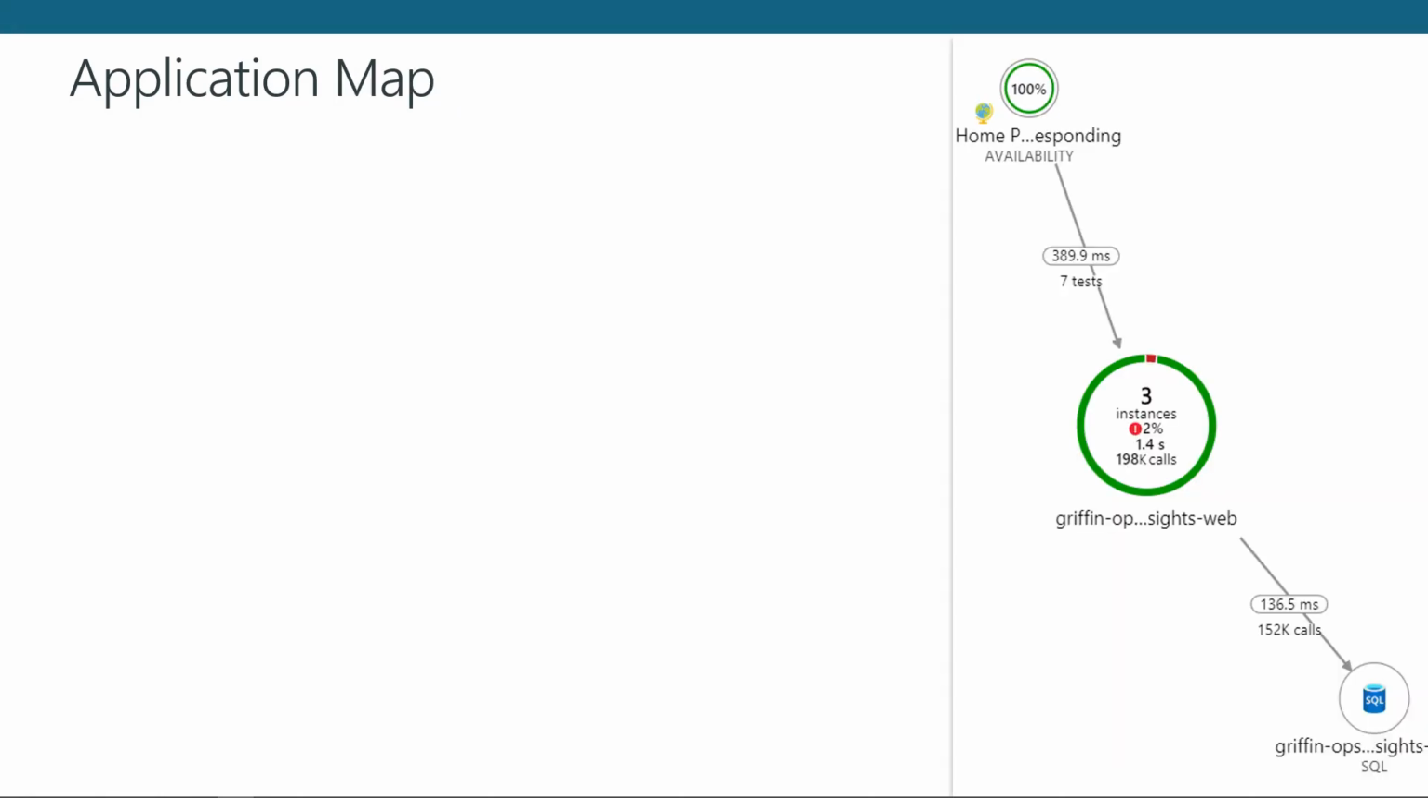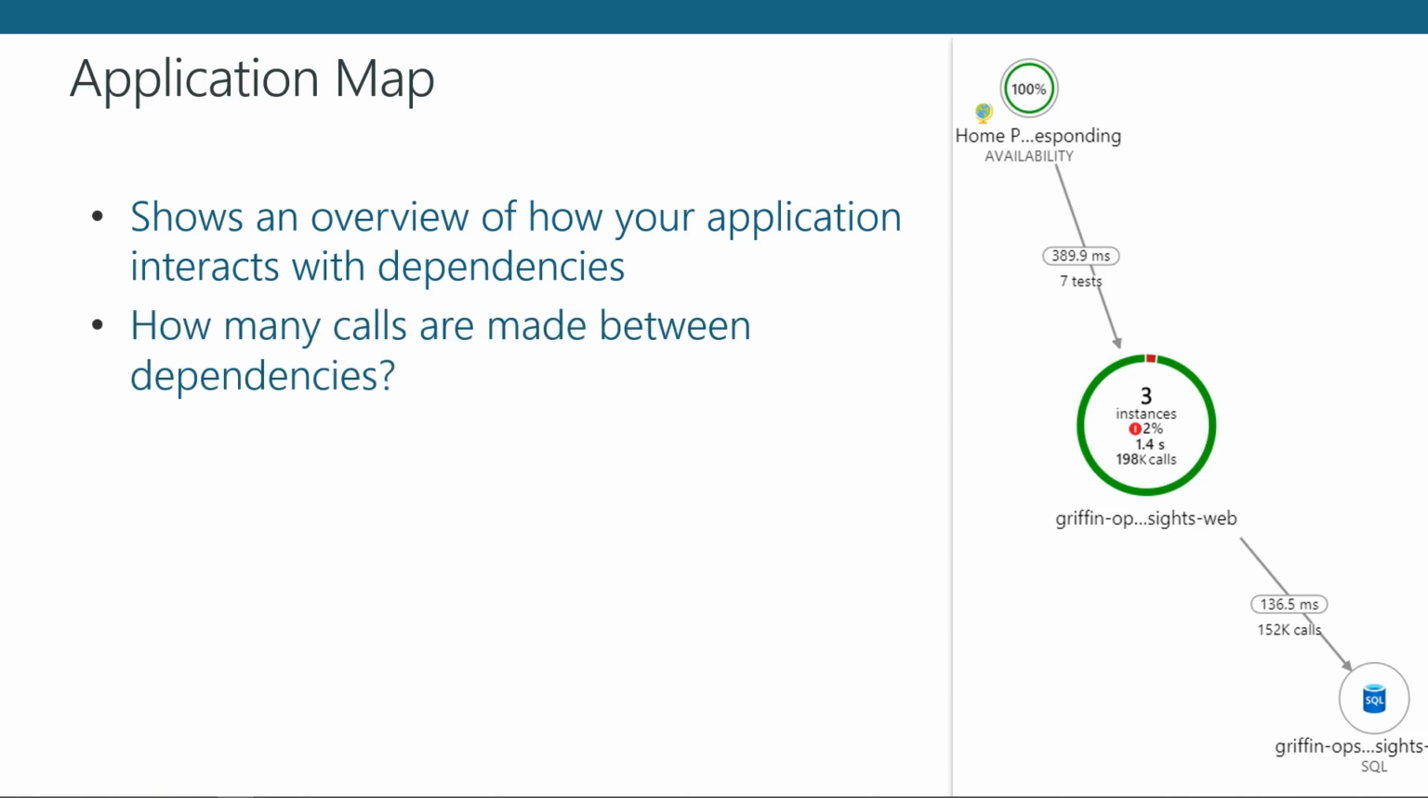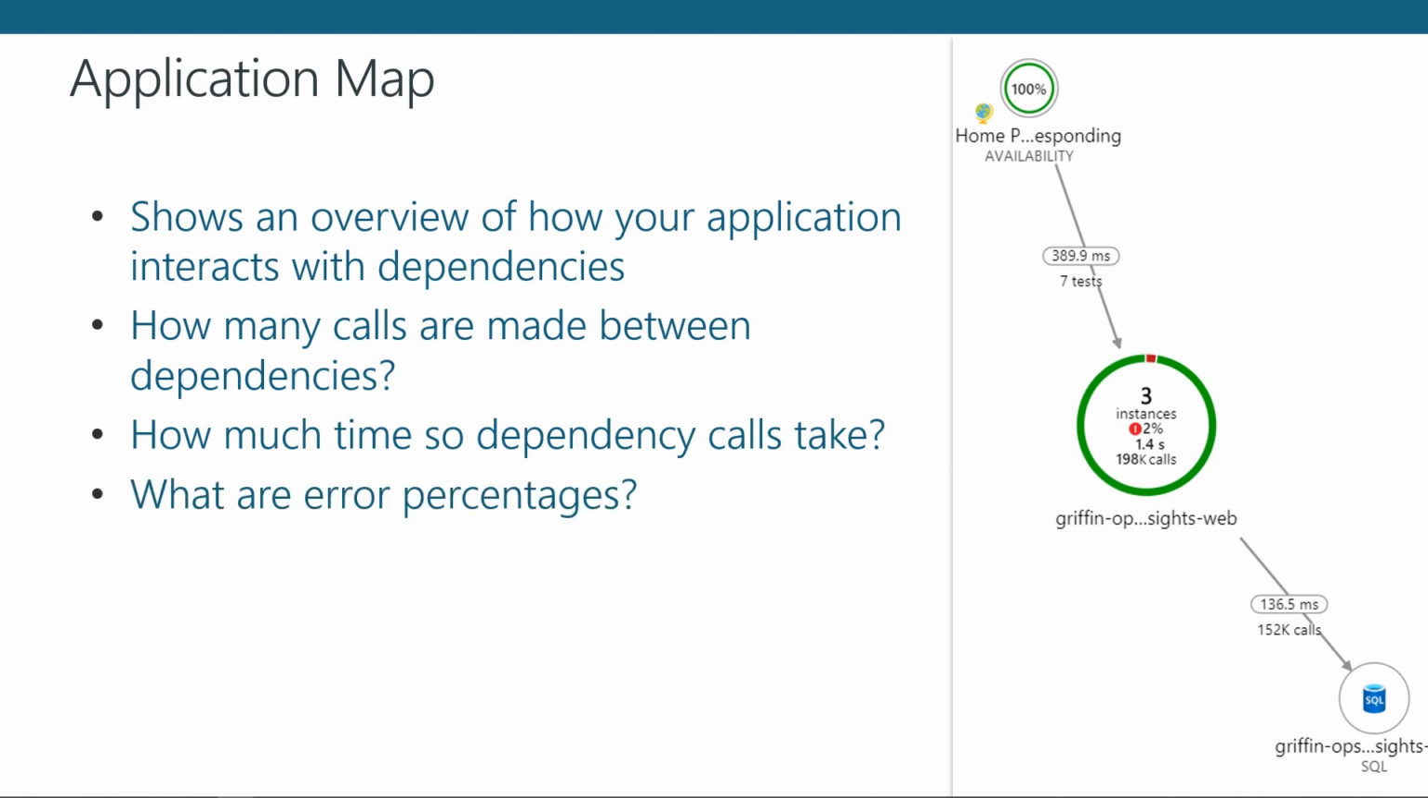While it might not be a view you spend a lot of time with, the application map can provide at-a-glance insight into the relationship of your application with a variety of services and dependencies it interacts with. For each of these dependencies, you're provided with at-a-glance counts of how many calls are made to the service and its dependencies, what the average amount of time is for each call made to the service, and also what percentage of calls made to the services resulted in errors.